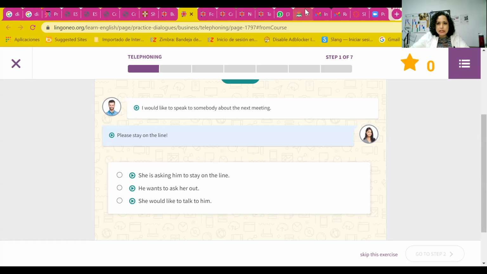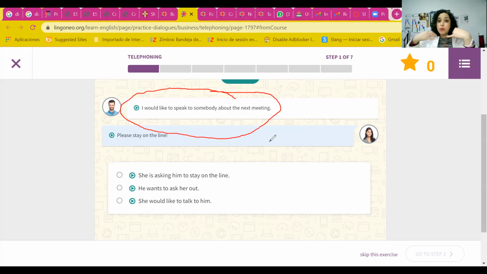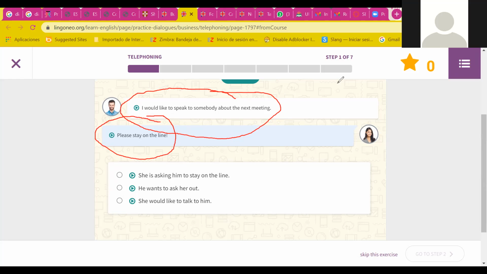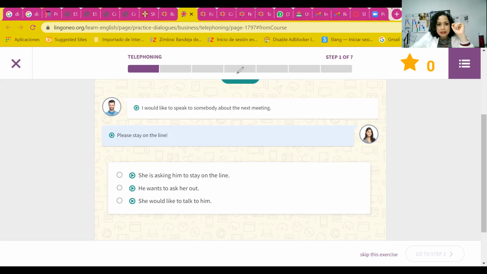Okay, let's go back and check what they're saying. I would like to speak to somebody about the next meeting. So, he's calling someplace to talk to one of the persons about the meeting. They are meeting sometime, but he needs to ask one person about that meeting. Then she answered, please stay on the line. So she's saying, wait, just hold on a second, wait for a moment. Then she's asking him to stay on the line.